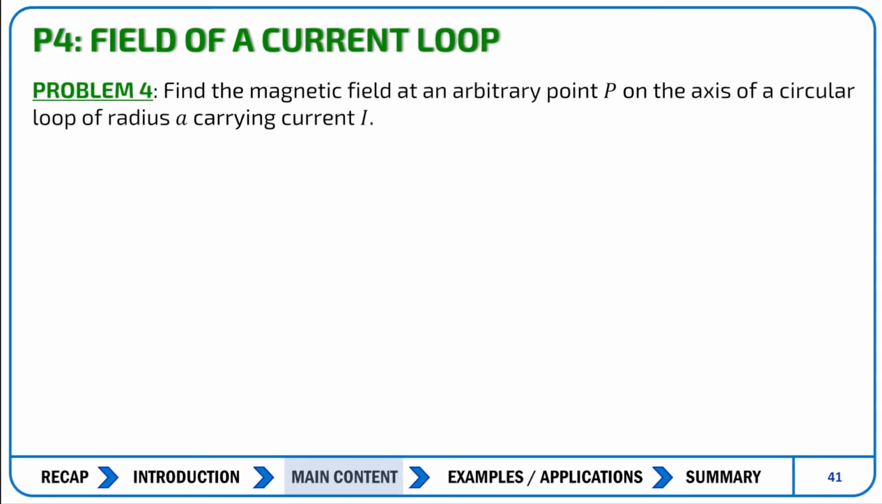Okay, so now let's take a look at the field of a current loop. We are now looking at the Biot-Savart Law, and it can get quite complicated fairly quickly. So we're trying to find the magnetic field at an arbitrary point P on the axis of a circular loop of radius a carrying a current I. We're going to use the exact same approach as we did for electric fields, where we had to break everything down into tiny pieces. So first, we do want a diagram.